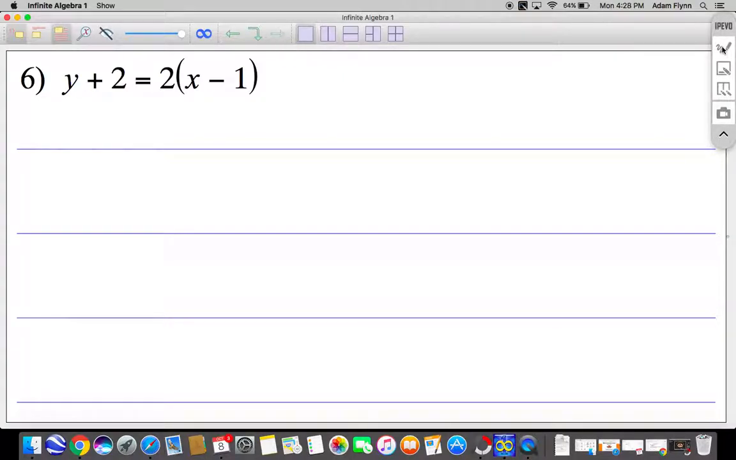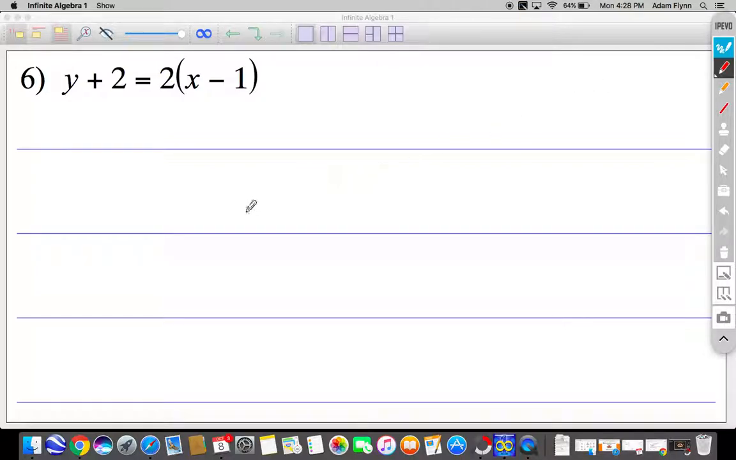And our last one, number 6. So in number 6, we have y plus 2 equals 2 times x minus 1. So taking a look at this, y and x are on opposite sides of the equal sign. We have parentheses, and the y is not by itself. It has this plus 2 on the end of it. Therefore, we know this is in point-slope form.